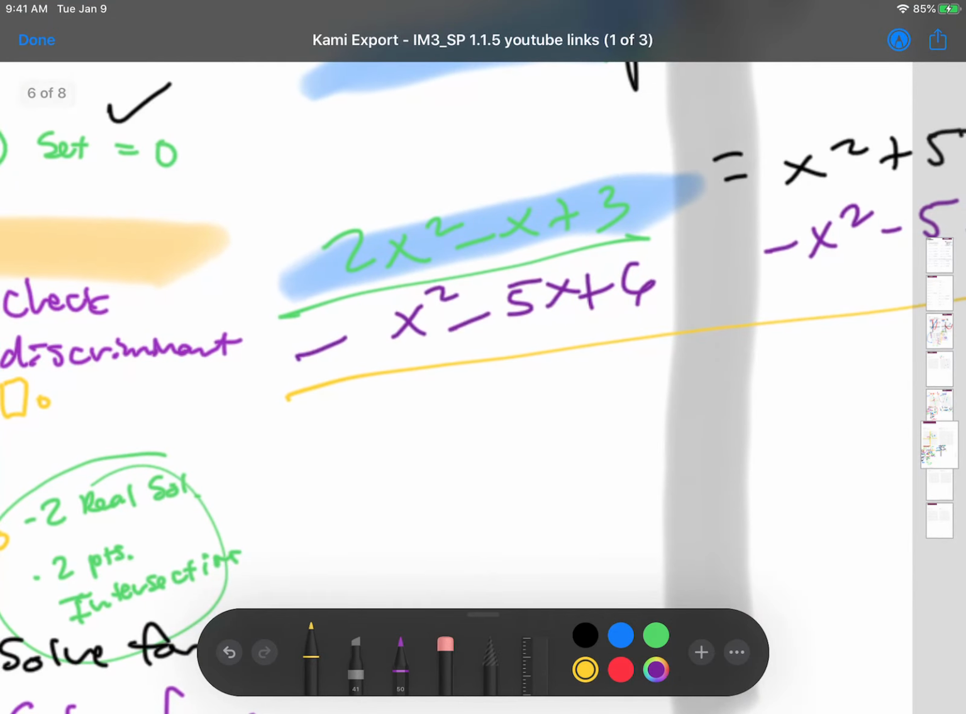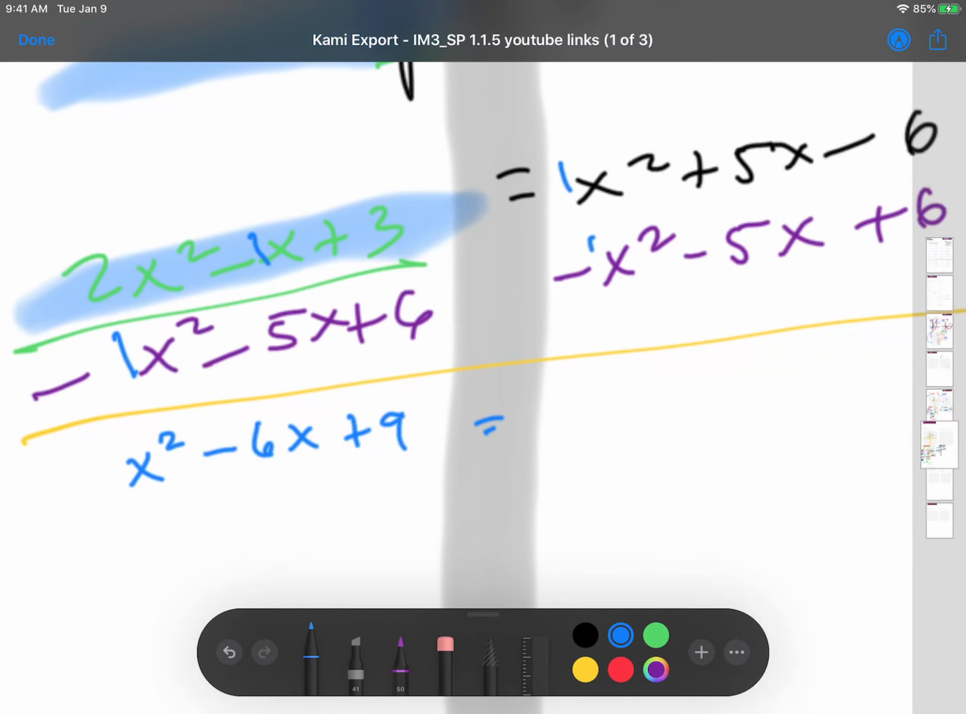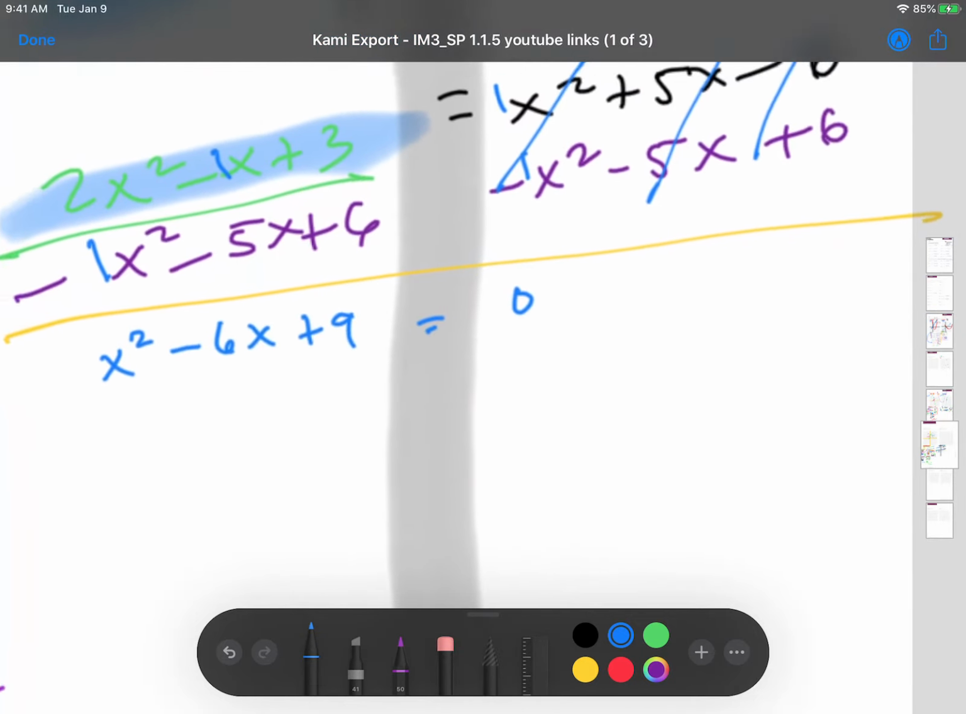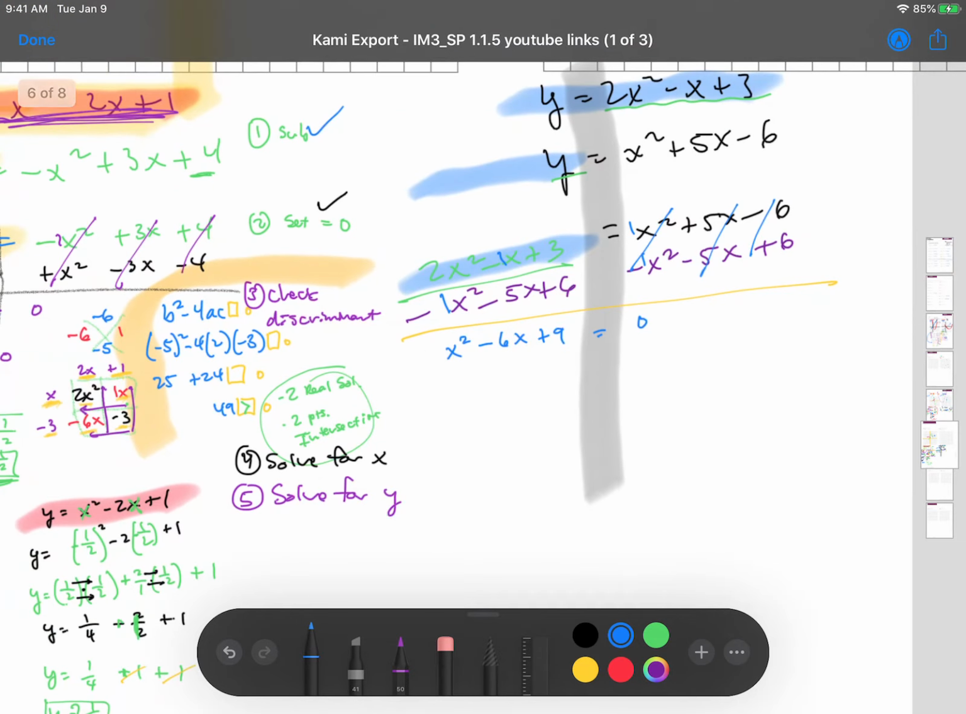Okay, let's go ahead and simplify now. 2 minus 1 gives us a positive x squared. That's the reason why I went this direction. Negative 1 minus 5 is negative 6x, and 3 plus 6 gives us 9. Over here, remember this is 1 minus 1, which is 0, x squared. 5 minus 5 is also 0, and negative 6 plus 6 is also 0. That's what we wanted here. Now here, you might want to check number 3 here.